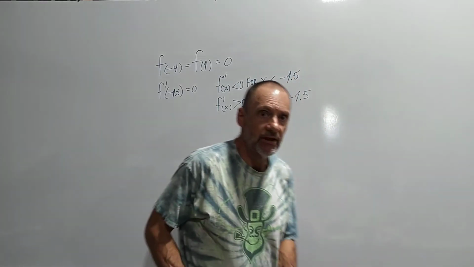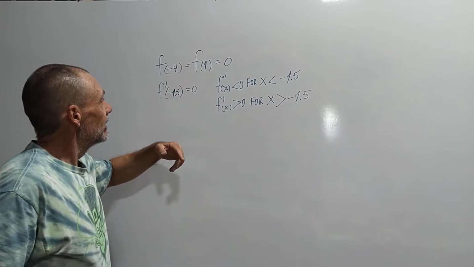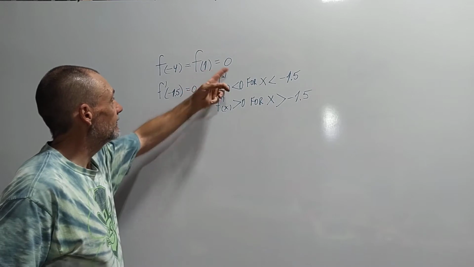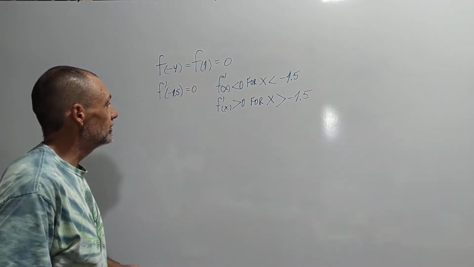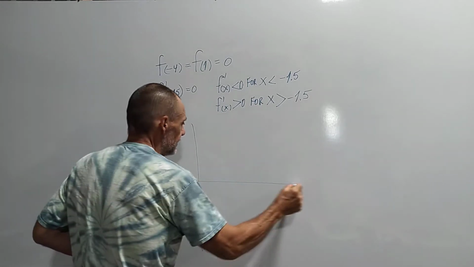Okay, so I have a question from the Cal 1 class, and this is what it says. We want the graph of this function, okay? So f of negative 4 is equal to f of 1 is equal to 0. Since we want a graph, I think we should start graphing this stuff.